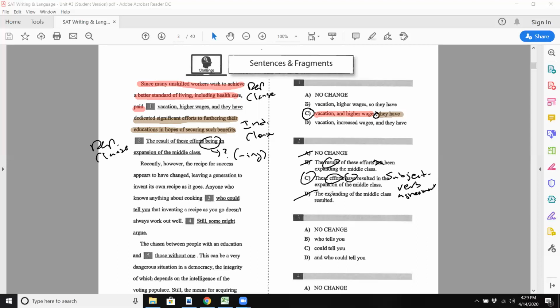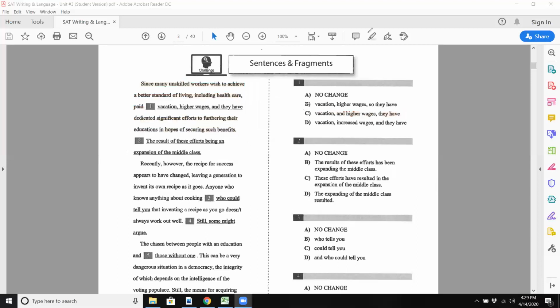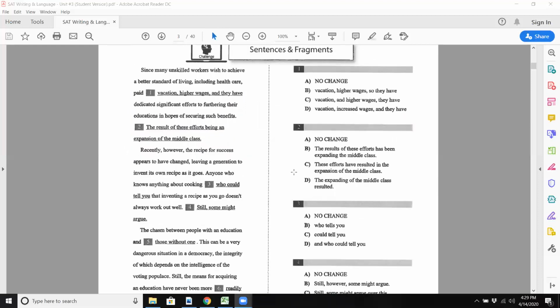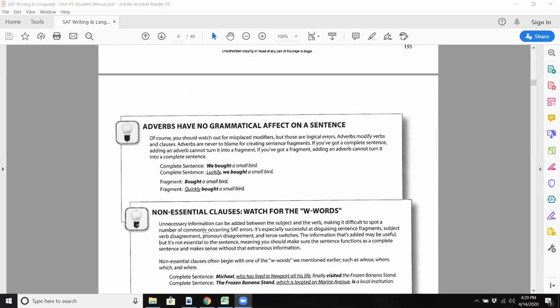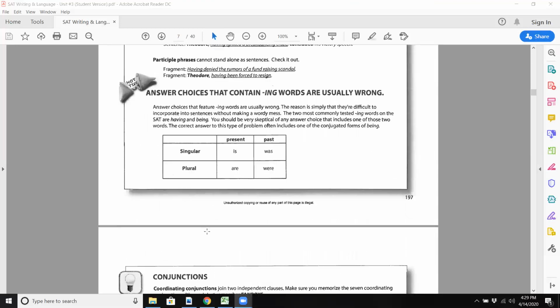C just sounds awkward. So those are things you want to look out for in sentences and fragments. Any questions about those? Okay, and again, that was page 193, 1 and 2 are both C. I'll probably have you guys do some of these other ones for practice.